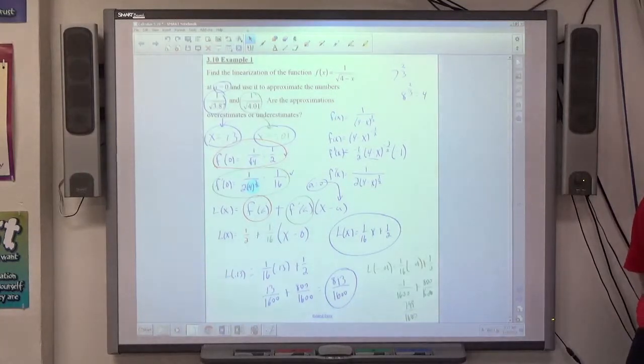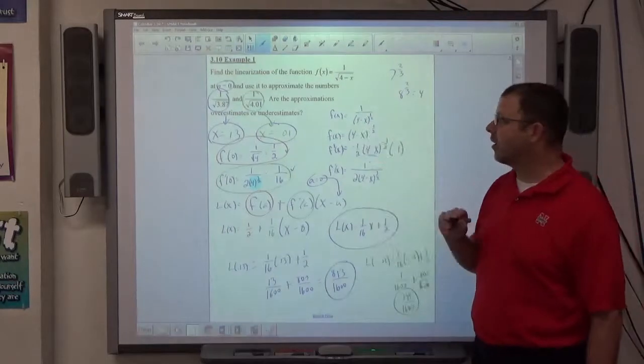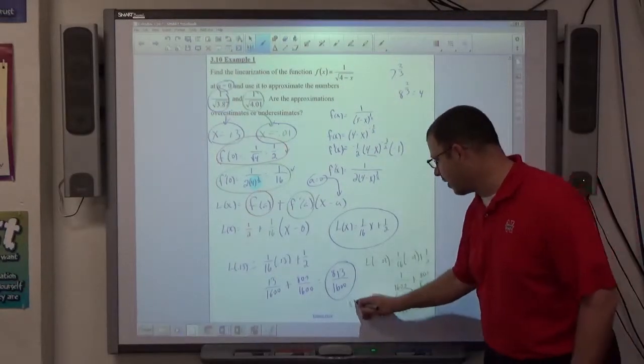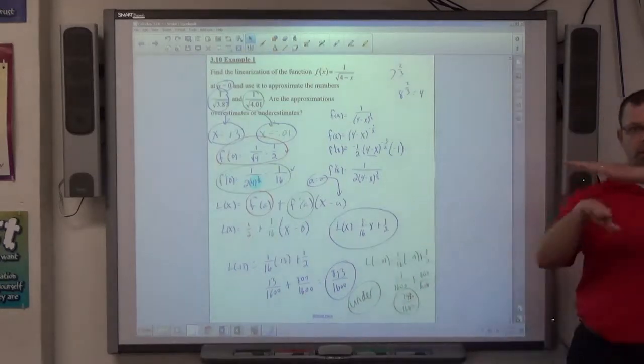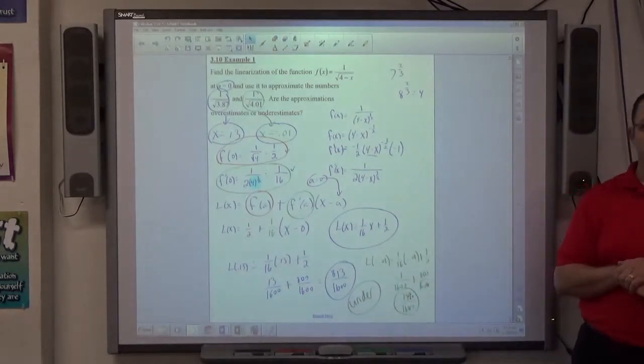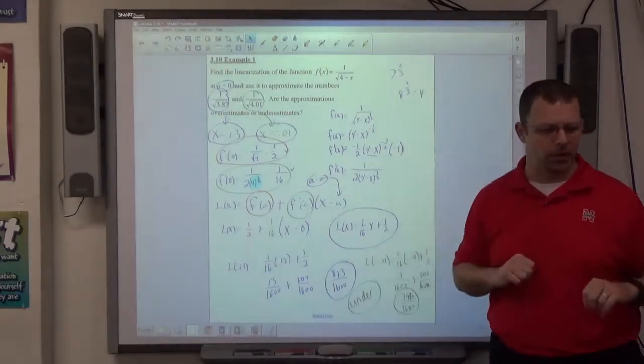Use the calculator along with the graphing function to establish the fact that they're underestimates or overestimates. In this case, these are underestimates, because the tangent line is underneath the curve. So the tangent line is what we're evaluating, the curve is what the values actually are. So we're below it, so it's an underestimate.